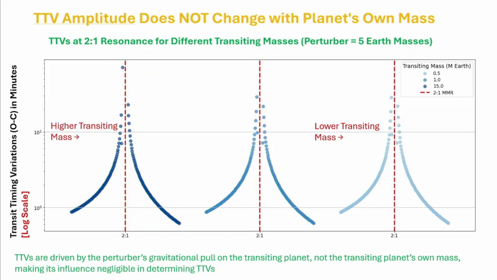But the same thing doesn't happen if you change the mass of the inner planet. You can see 3 different values of the inner planet mass, but all of them produce roughly the same amplitude. And this is because TTV amplitude is not based on your own planet, but more on the perturbing planet. So the transiting planet has very little impact on itself, whether it's huge or small.